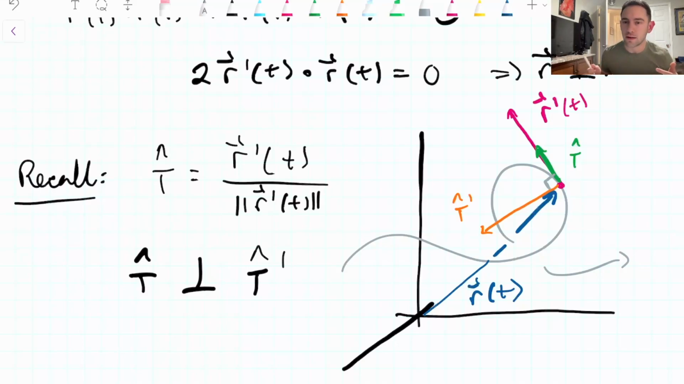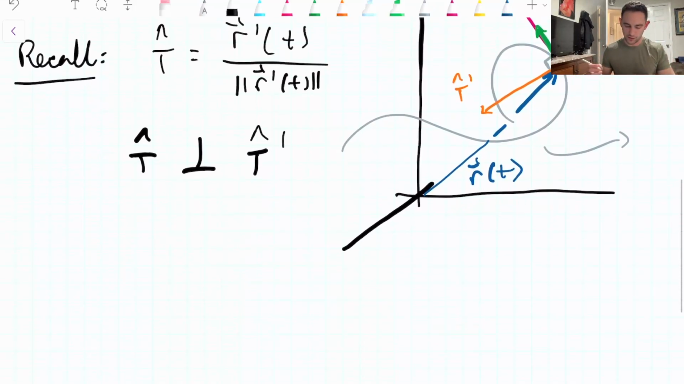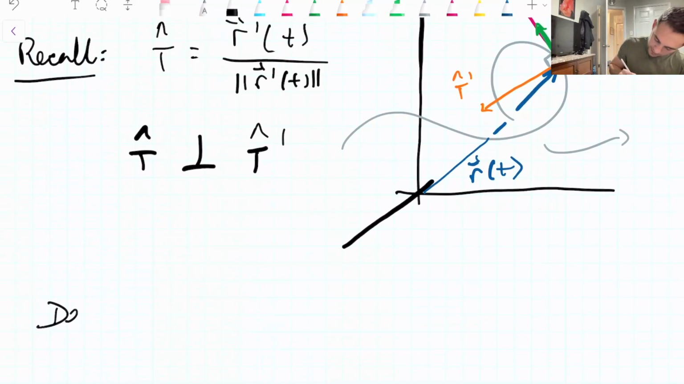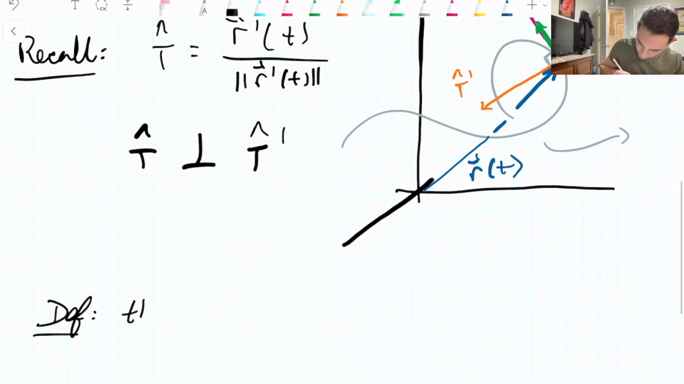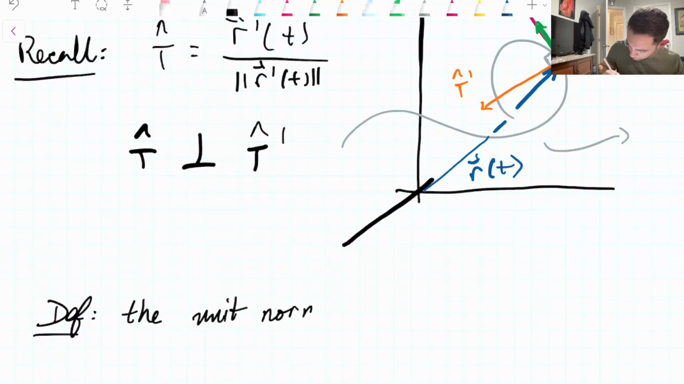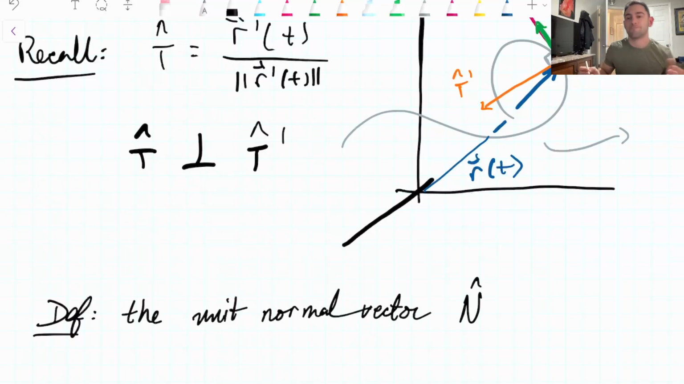And this is actually exactly how we're going to define the second most important unit vector associated with the curve, which is the normal vector. So let's define now, definition. We know it's an important time in this class whenever we write DEF underline. So definition, the unit normal vector n hat, n for normal, will be t hat prime.